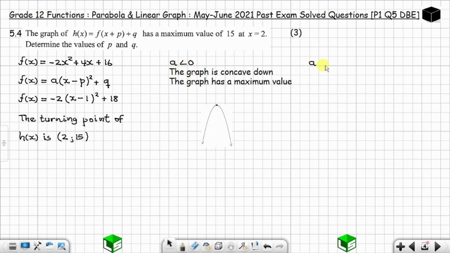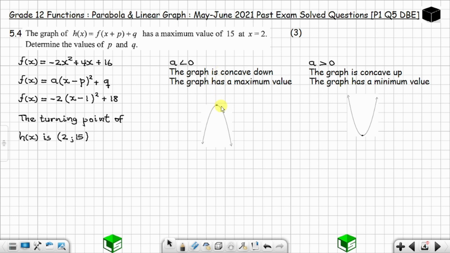So when a is greater than 0, what happens? The graph is concave up like this, looking up, you can see. And this graph has a minimum value, right? The minimum value is there at the turning point. So you find the minimum value on the y-axis. The axis of symmetry also cuts through that point, the turning point. So this graph has a maximum value because this is the highest point for this graph. There is no other point beyond this.